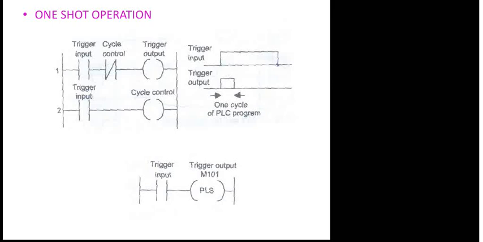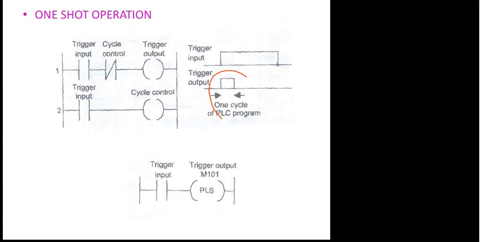So welcome back. This was the thing which we had seen in our previous presentation, right? A mono-shot operation or one-shot operation, which is used basically in order to generate a trigger output of the duration of one cycle or one scan time of your PLC. That's what we have seen in our previous presentation, right?